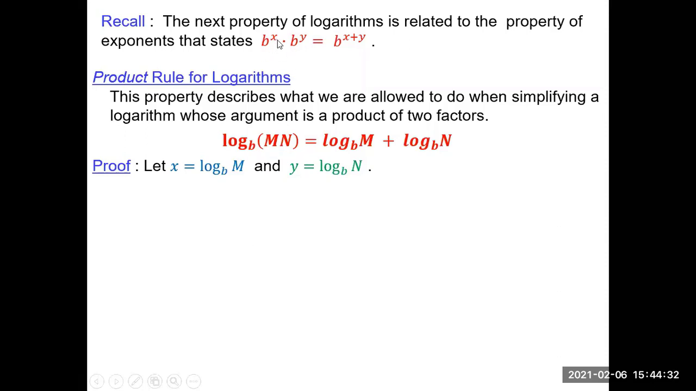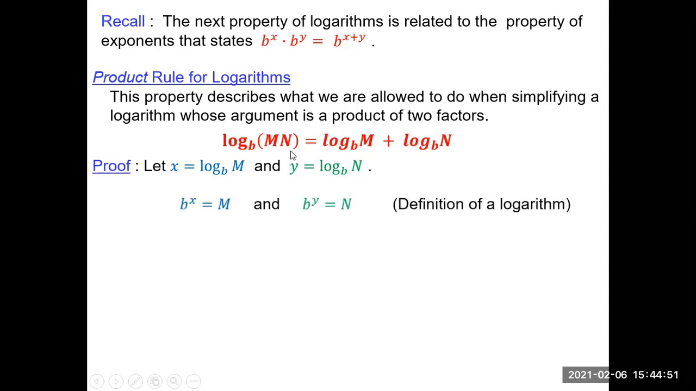So keep in mind that logarithms are exponents. So why don't we think about the value of x being a certain logarithm and the value of y being a certain logarithm, because exponents are logarithms. So let's set x equal to log base b of m, and let's set y equal to log base b of n.